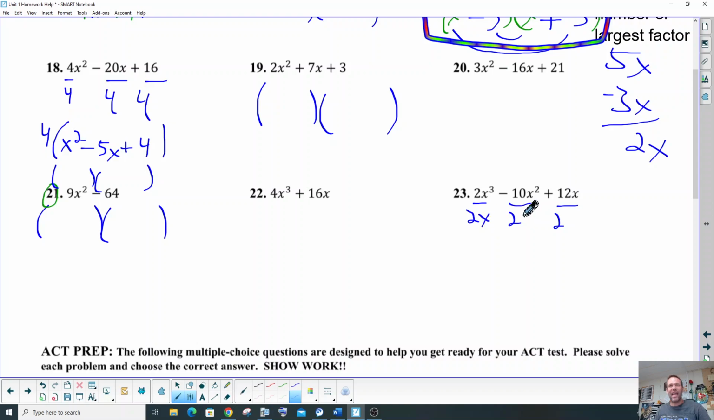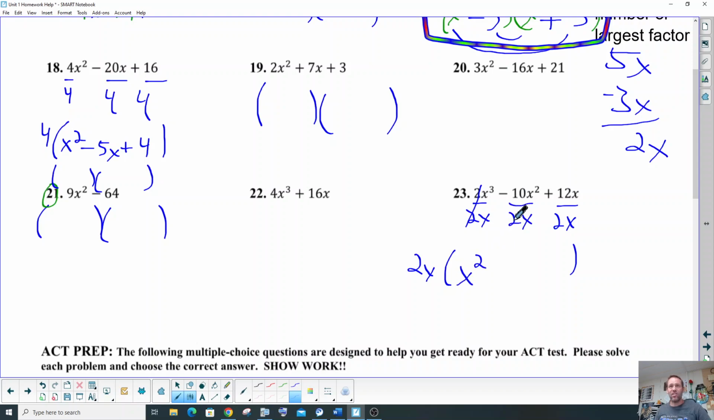So we can pull an x out of the x cubed, an x out of the x squared, and an x out of the 12x. We're going to extract it out of each one and throw it down here. So pull out the 2x, pull out the 2x, pull out the 2x. The 2's will cancel, because 2 divided by 2 is just a 1. And then x cubed divided by an x is going to be x squared.